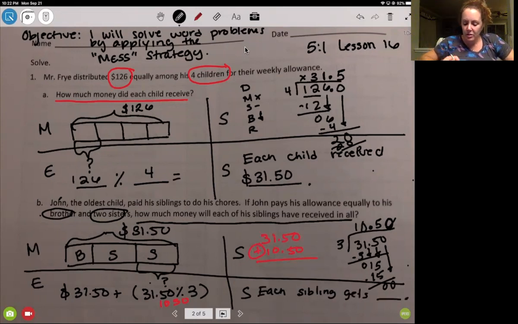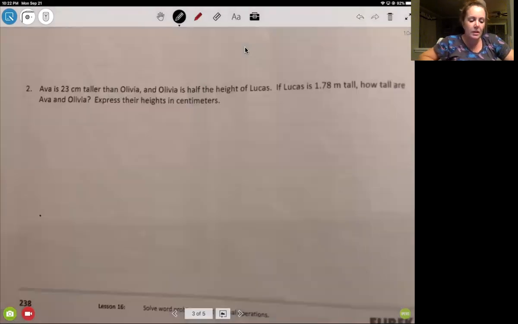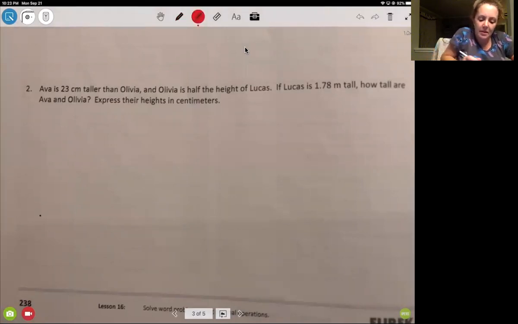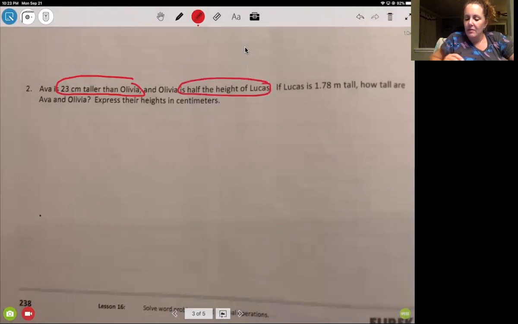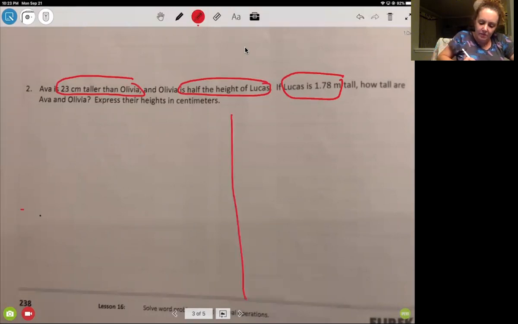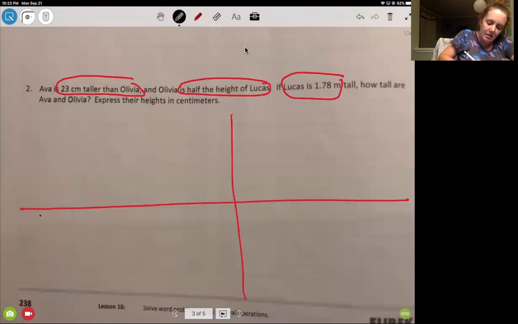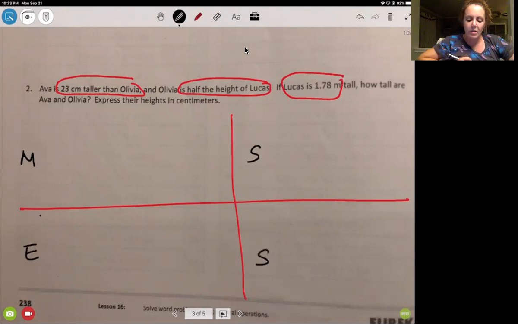So we've applied the math strategy to our word problems. Let's look at another. Ava is 23 centimeters taller than Olivia. Olivia is half the length of Lucas. If Lucas is 1 7/800 meter tall, how tall are Ava and Olivia? So I'm going to make my math. This is really wordy, so the first thing I'm going to do is just make what I know.